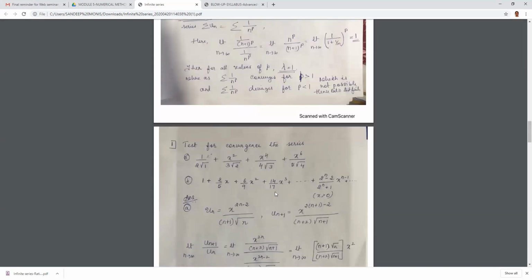The second problem. Let me see the second problem. un is equal to this. So what is the nth term? They have given it in the question. Can you notice? This is the nth term. Otherwise, if it is not given, you need to find the nth term.